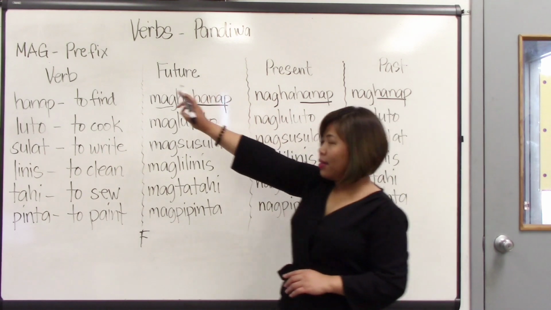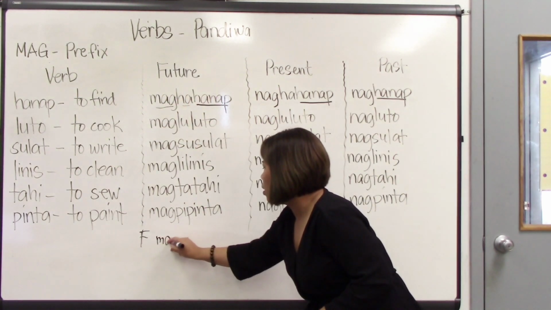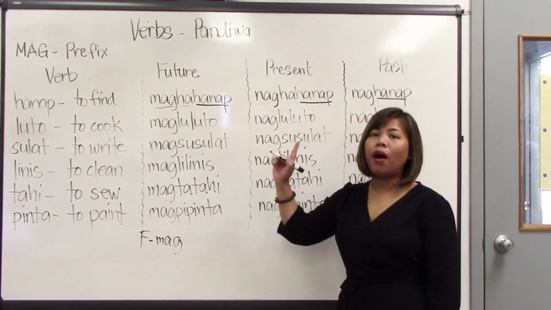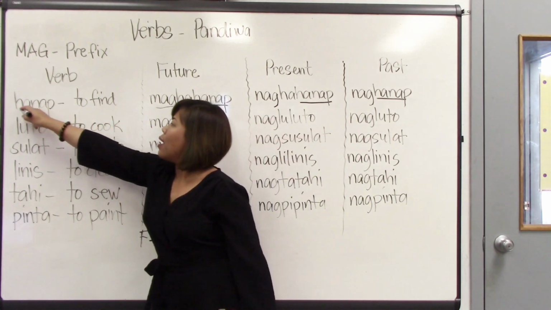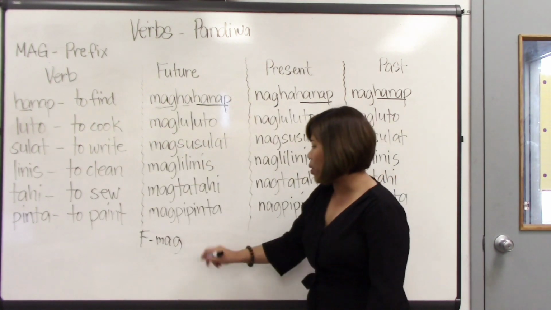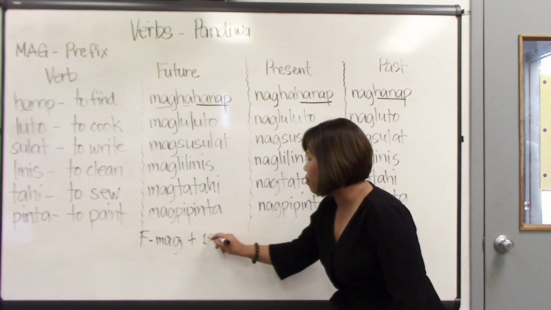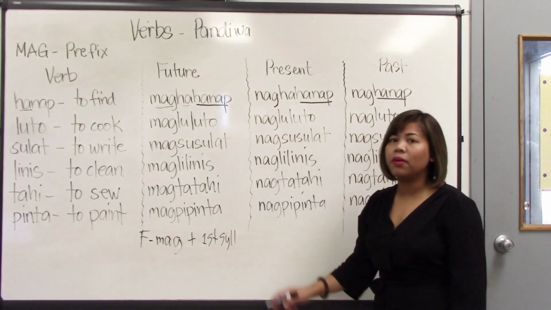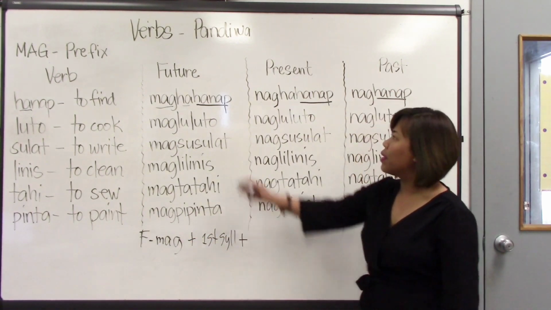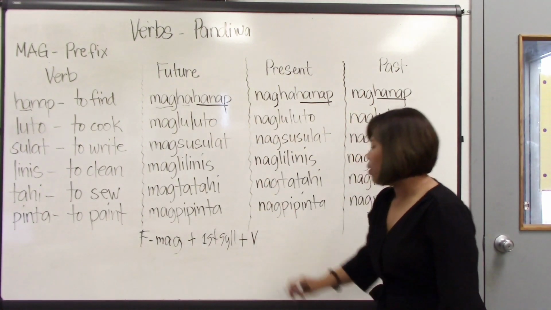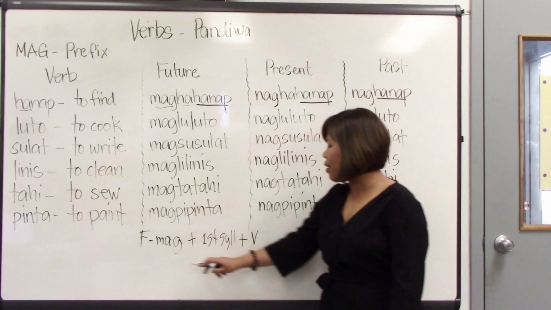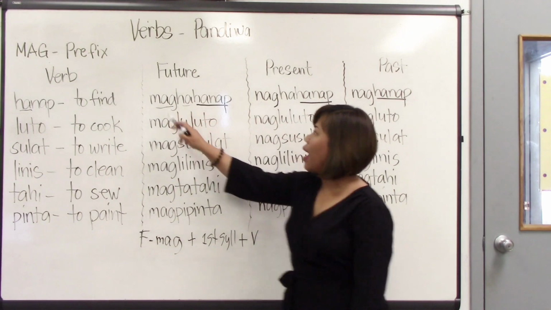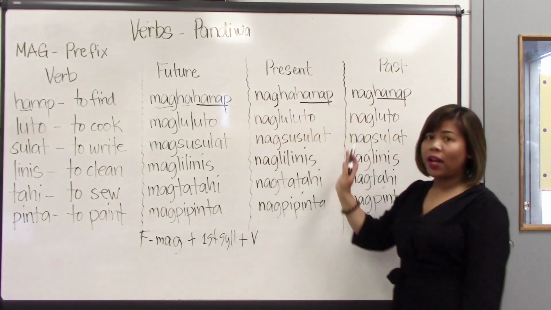we add the mag as the prefix. And then we take the first syllable of the verb. So the verb hanap, ha is the first syllable. So we take the first syllable. So mag plus the first syllable of the verb plus the entire verb. So this is what we do. Future, mag plus the first syllable of the verb plus the entire verb. So it became maghahanap.